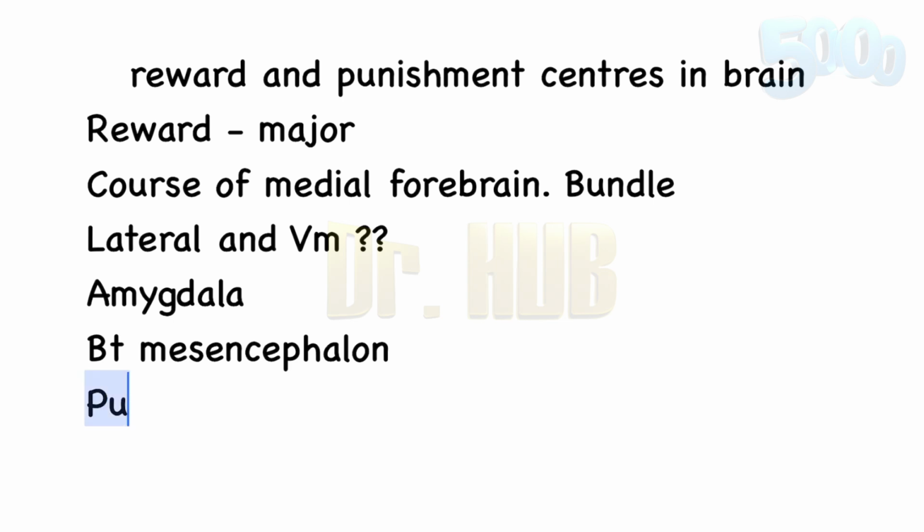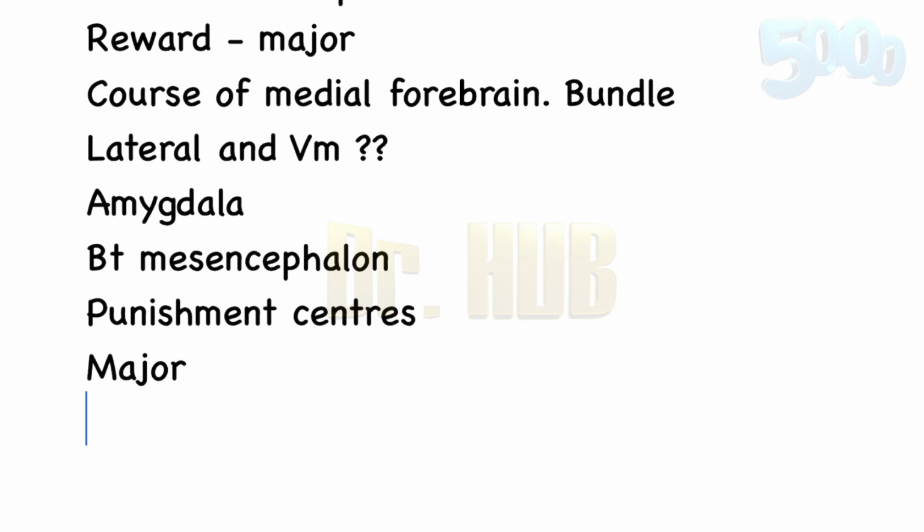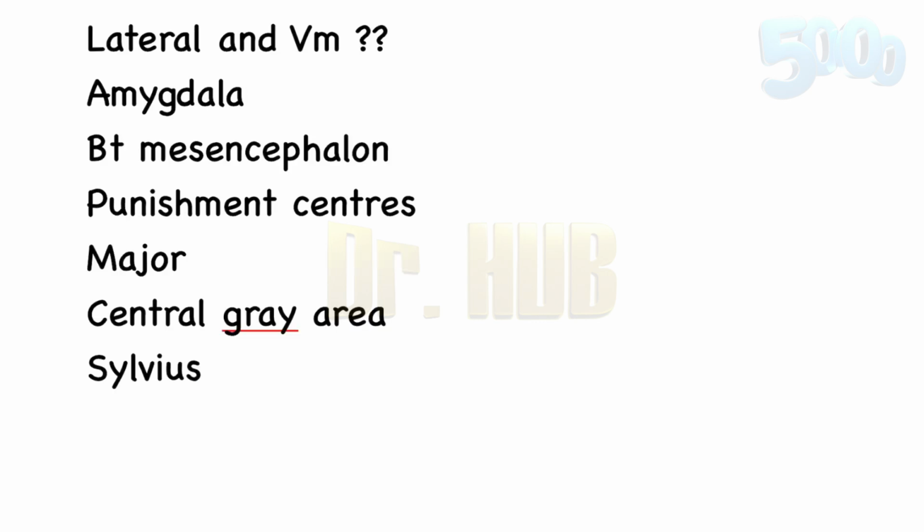Now let's move on to the punishment centers. The punishment centers, we look into major. Major includes the central gray area. The central gray area is surrounded by the aqueduct of Sylvius in the mesencephalon. Now looking at the minor, it includes the amygdala as well as the hypothalamus, so AH.